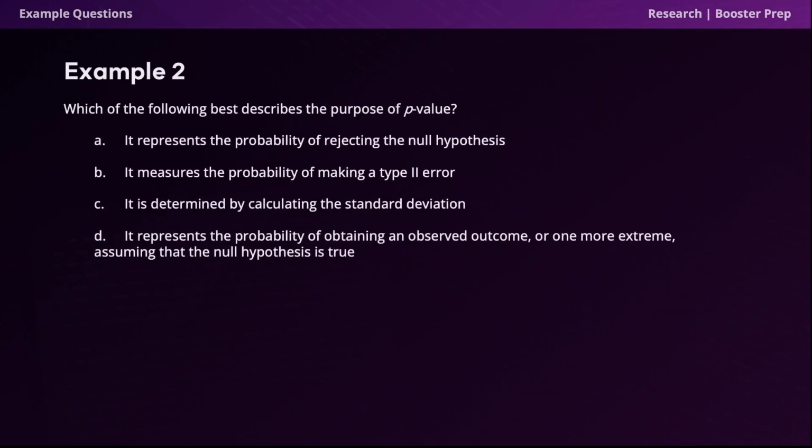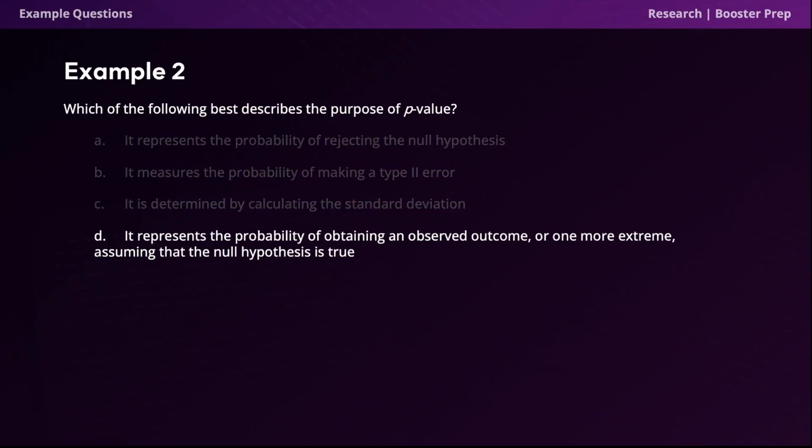Next up, we have question 2. Which of the following best describes the purpose of p-value? We have option A, it represents the probability of rejecting the null hypothesis. B, it measures the probability of making a type 2 error. C, it is determined by calculating the standard deviation. And D, it represents the probability of obtaining an observed outcome, or one more extreme, assuming that the null hypothesis is true. And the correct answer for this question is option D.